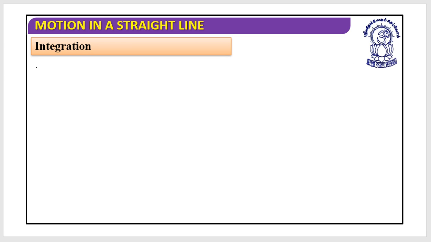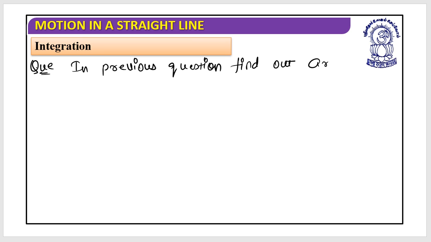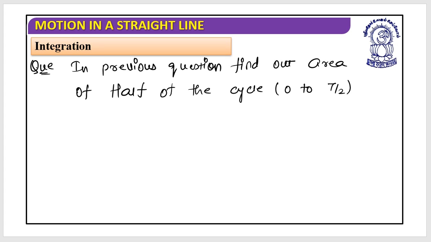Okay. So I am left with one question for you only. In the previous question, find out the area of half of the cycle. Say half of the cycle, that means from 0 to t by 2. So you need to do it. I'm not going to help you anyhow with this. Yes, so please do it, please.